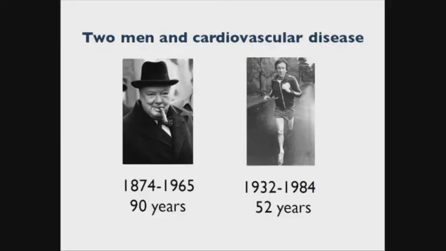And I'm actually going to start by framing it with these two individuals who are clearly of European ancestry, but on the left, of course, is Churchill, and on the right is Jim Fix. And these two men highlight this because they both died of cardiovascular disease. Churchill lived to the ripe old age of 90. Fix, unfortunately, had premature coronary disease and died at 52 while jogging in Vermont.